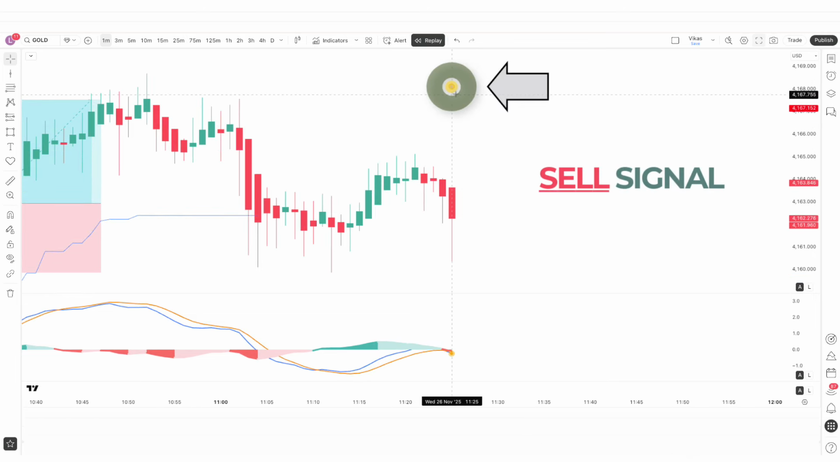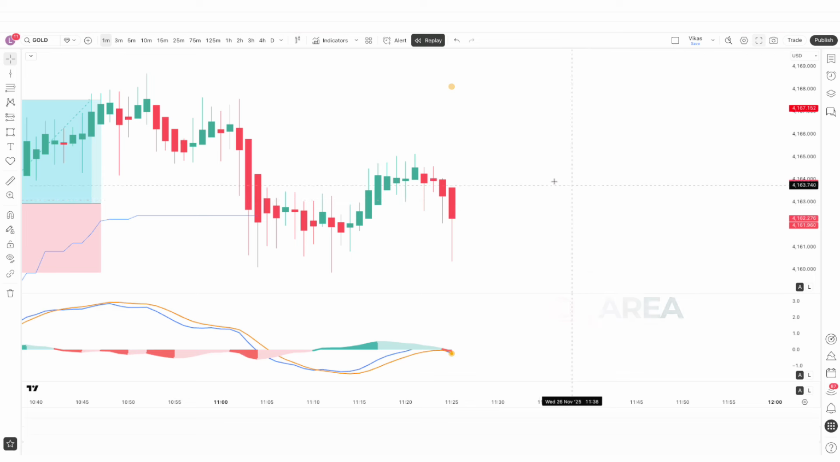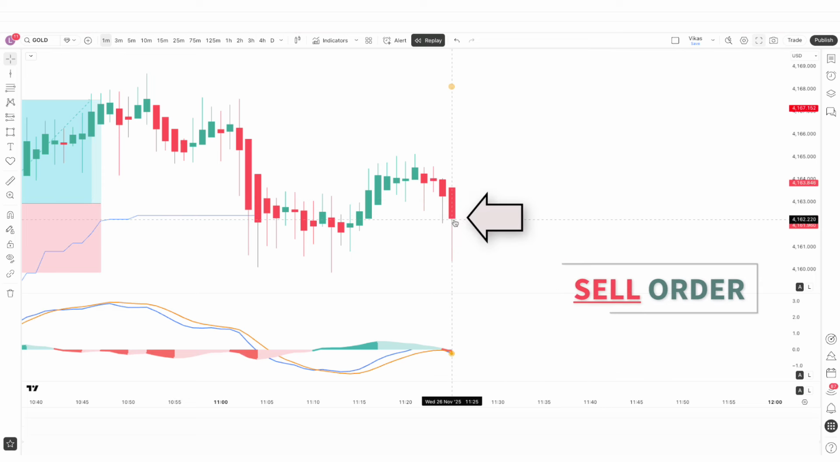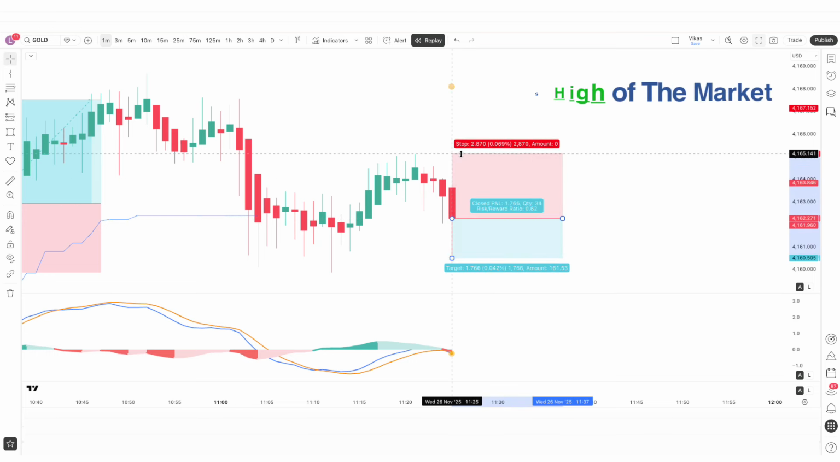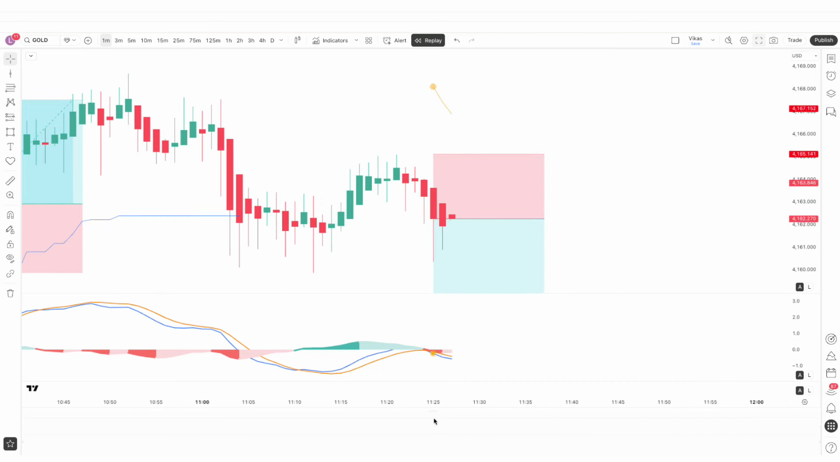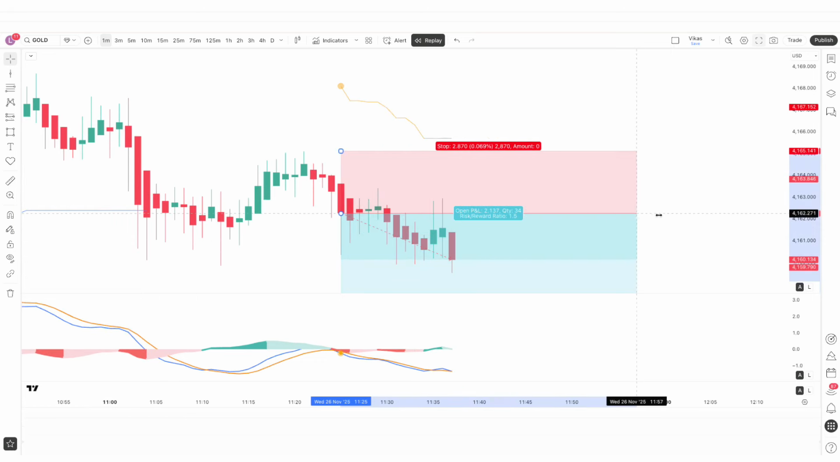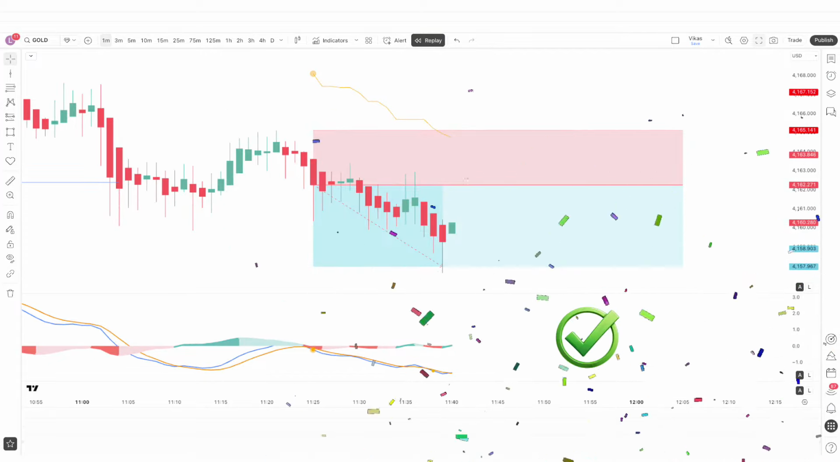Here, the Holt-Winters smoothing circle of this indicator is orange, a sell signal. Here, the MACD Holt-Winters shows the red area. Here, the market has made a bearish candle to give confirmation. So all our conditions are being fulfilled, so we are placing an order to sell. Our stop loss is to be placed at the previous high of the market, and the risk-to-reward ratio will be 1:1.5. Let's see what happens to our trade. Our trade is running in profit. We have won the trade. Let's find the next trade.